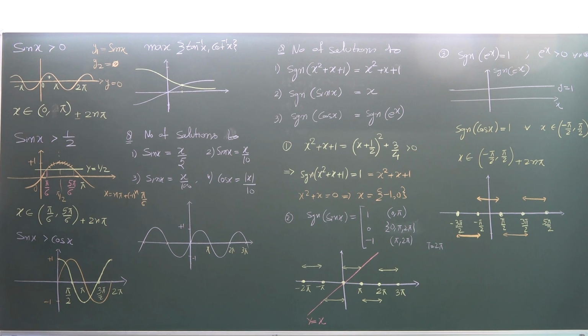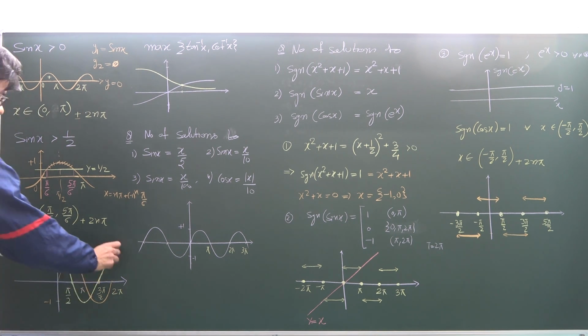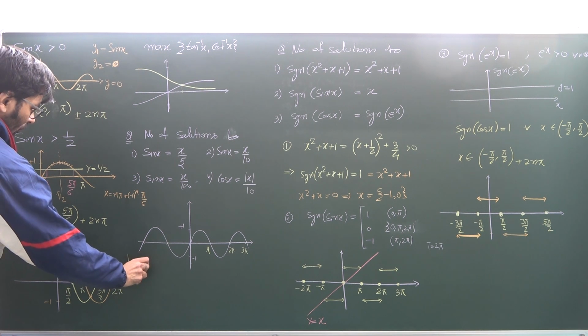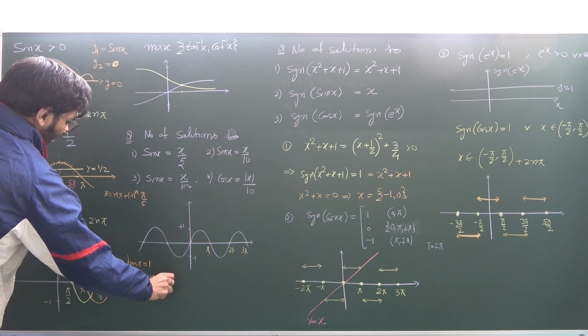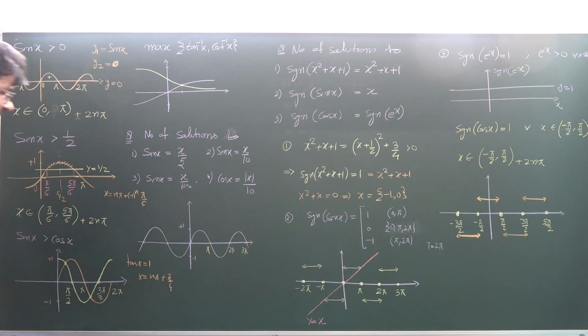At the point of intersection, y coordinates are equal. You can solve this question using symmetry, or at these points sin x equals cos x, which means tan x equals 1, which means x equals n pi plus pi by 4. If n equals 0, first solution is pi by 4. This point is pi by 4. If n equals 1, then pi plus pi by 4. This point is 5 pi by 4.